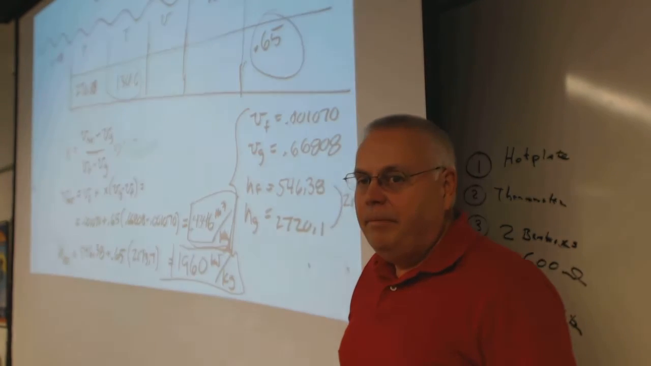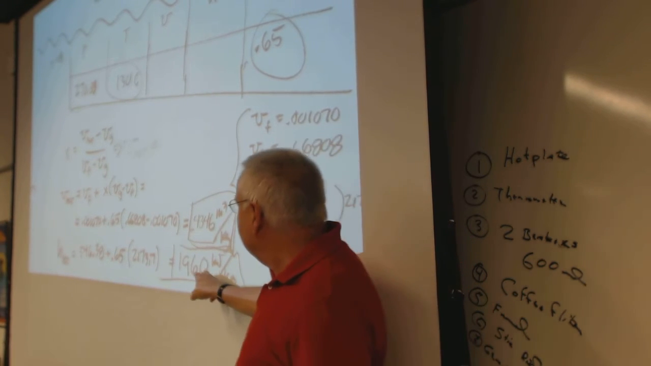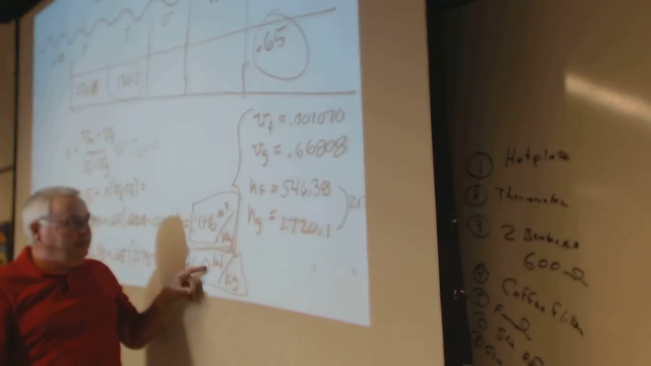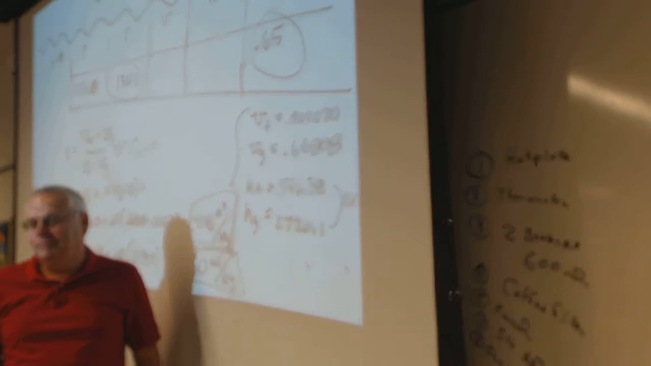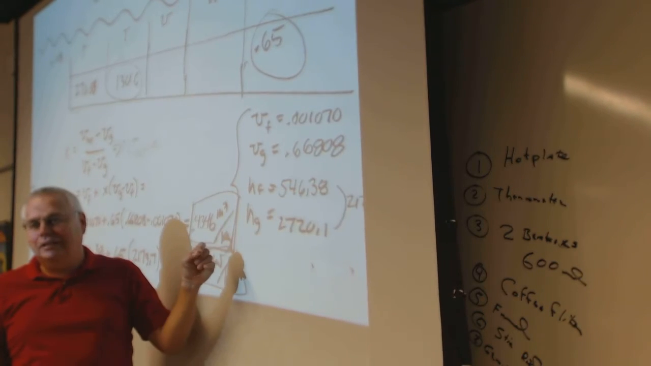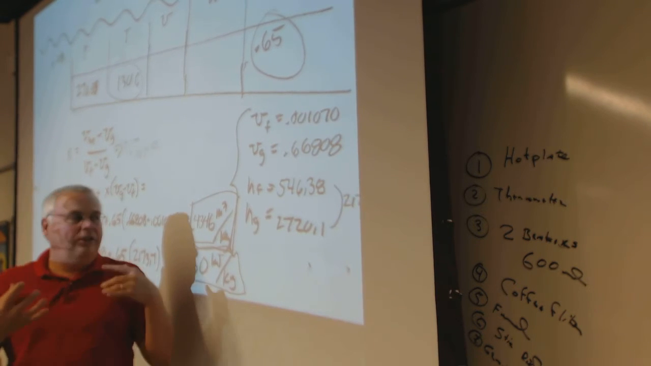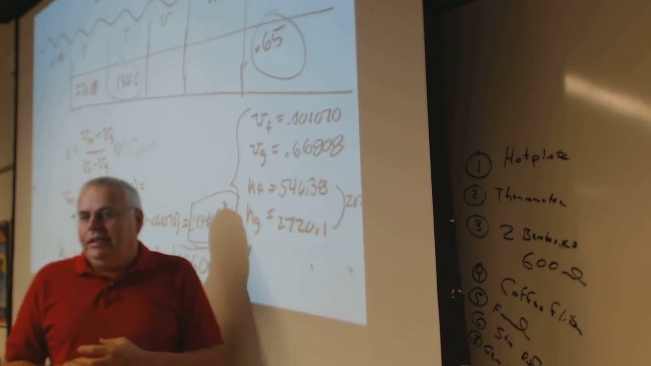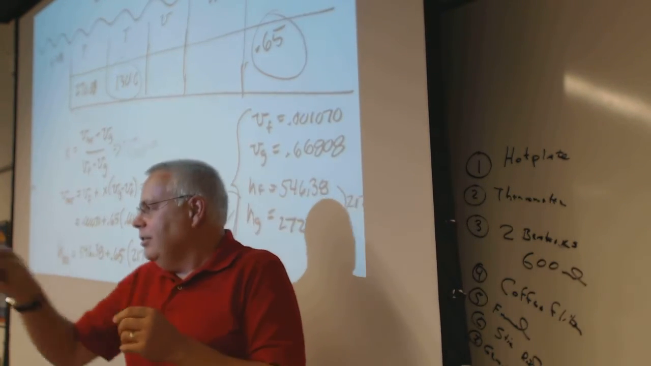Okay. And the 1960 is how much? 1960 is between these two, and this value is 65% of the way between these two, because 65% of the liquid turned to vapor and carried with it this much energy. And so that's what it's all about. It's just how far you got from one end to the other.